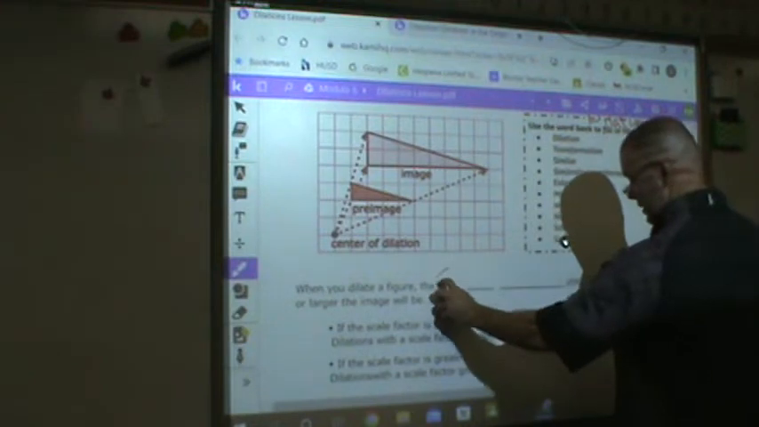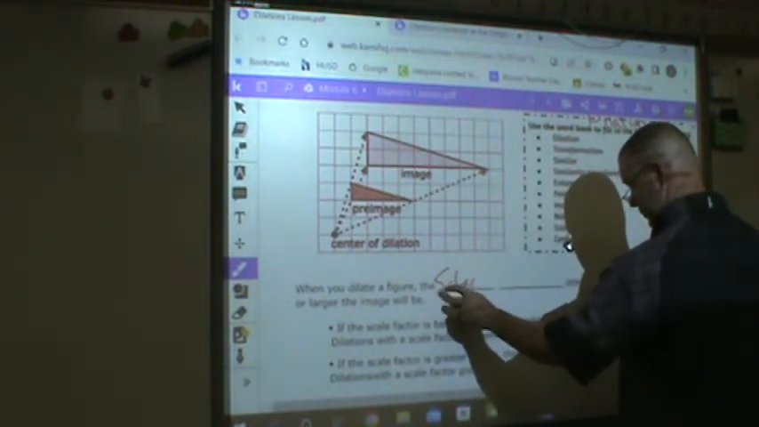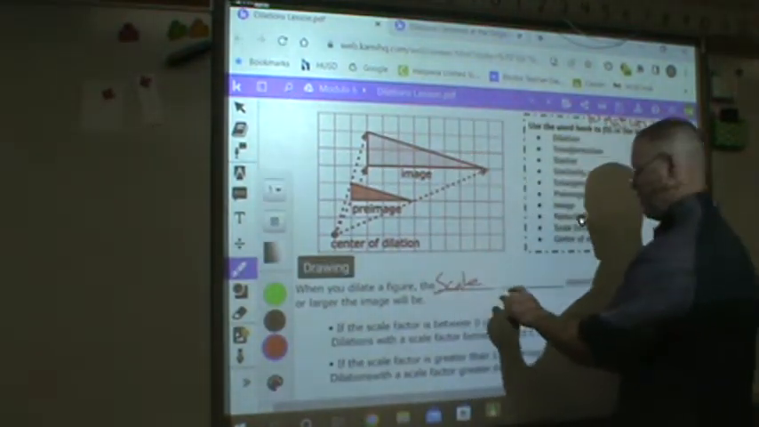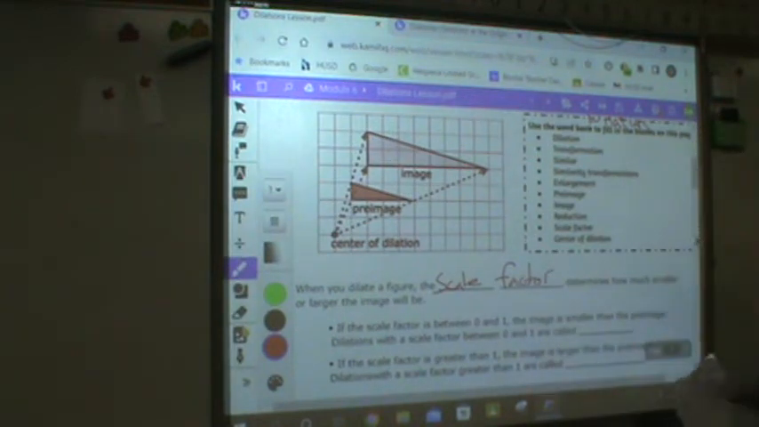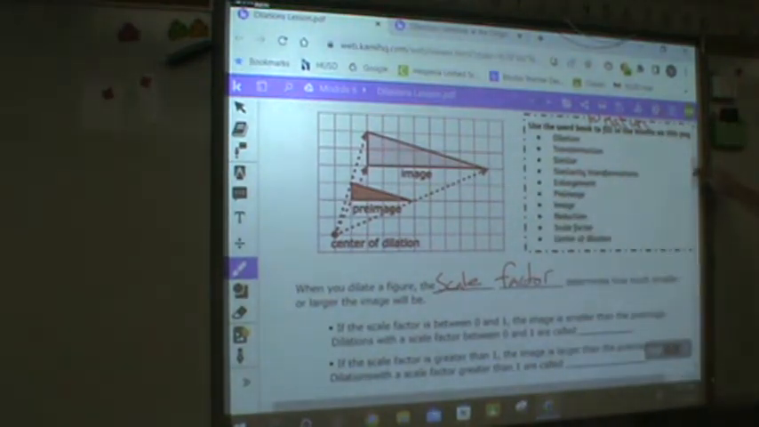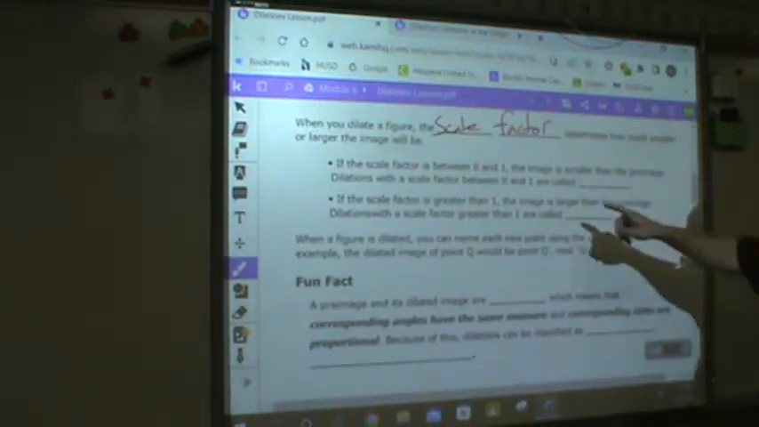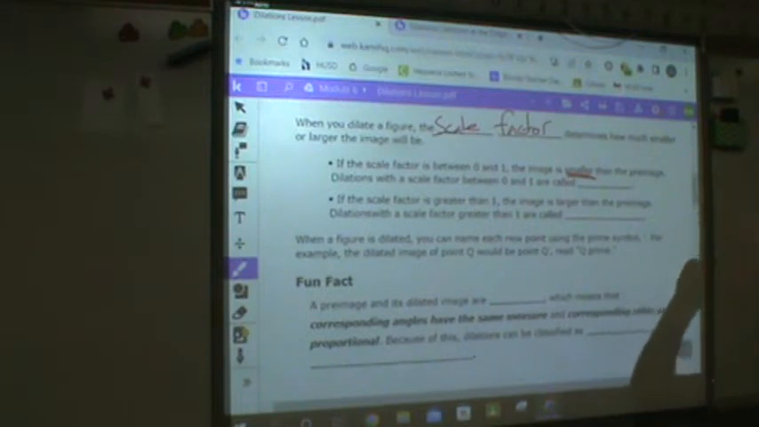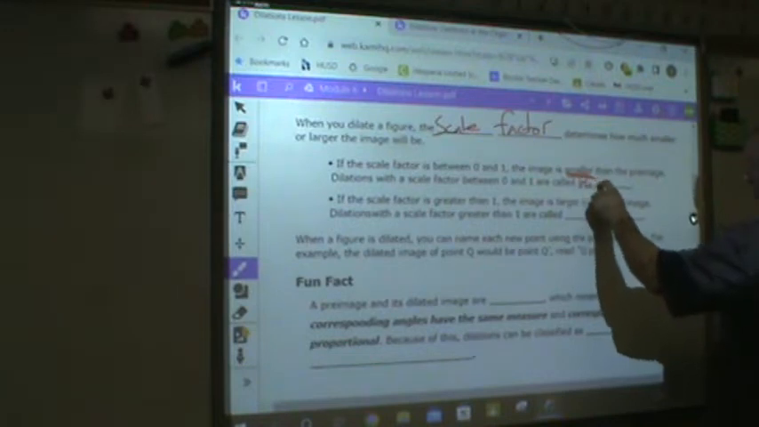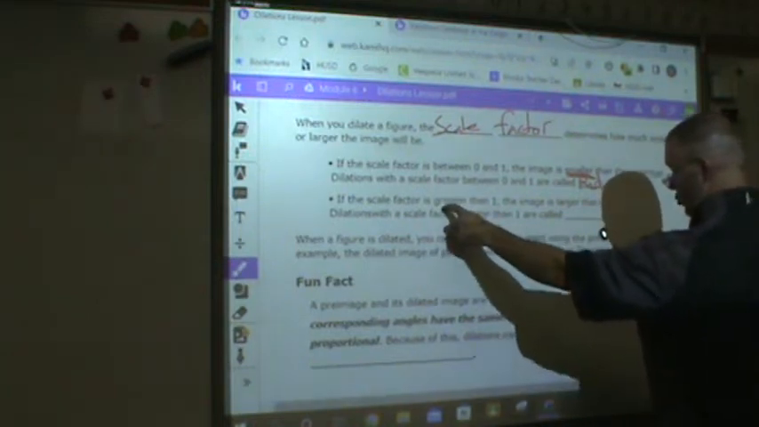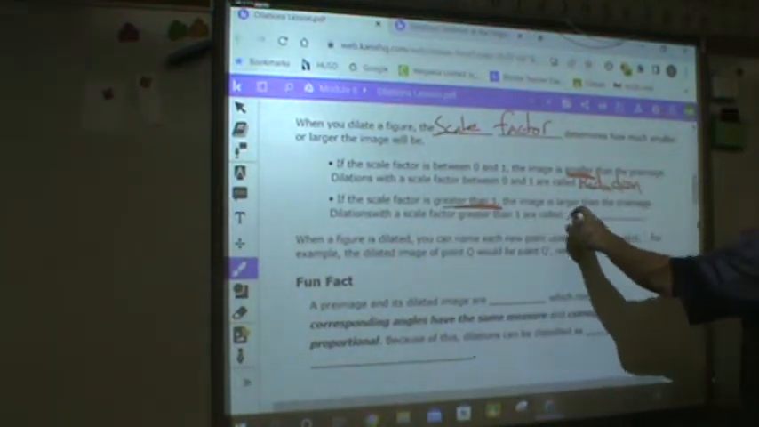When you dilate a figure, the scale factor, S-C-A-L-E, scale factor, determines how much smaller or larger the image will be. Here's something to pay attention to. Notable bullet points. If the scale factor is between 0 and 1, the image is smaller than the pre-image. Dilations with a scale factor between 0 and 1 are called a reduction, as mentioned before. If the scale factor is greater than 1, the image is called an enlargement.